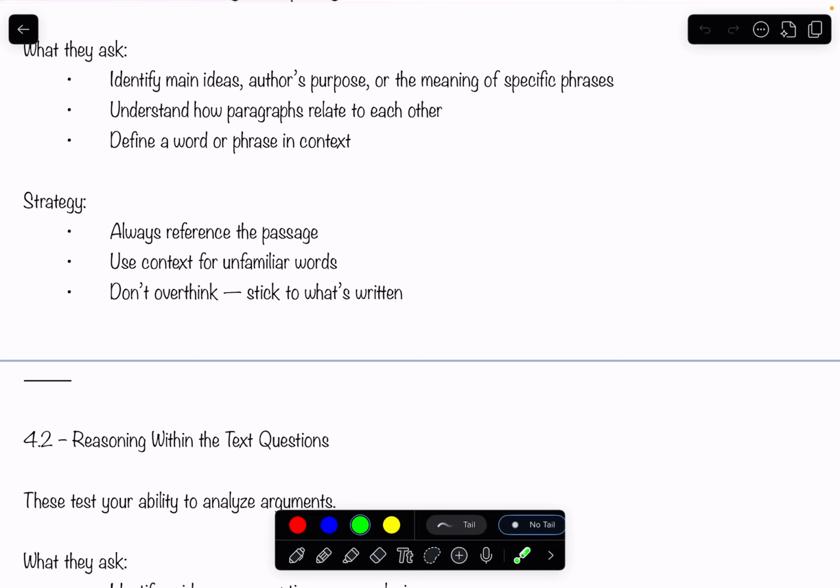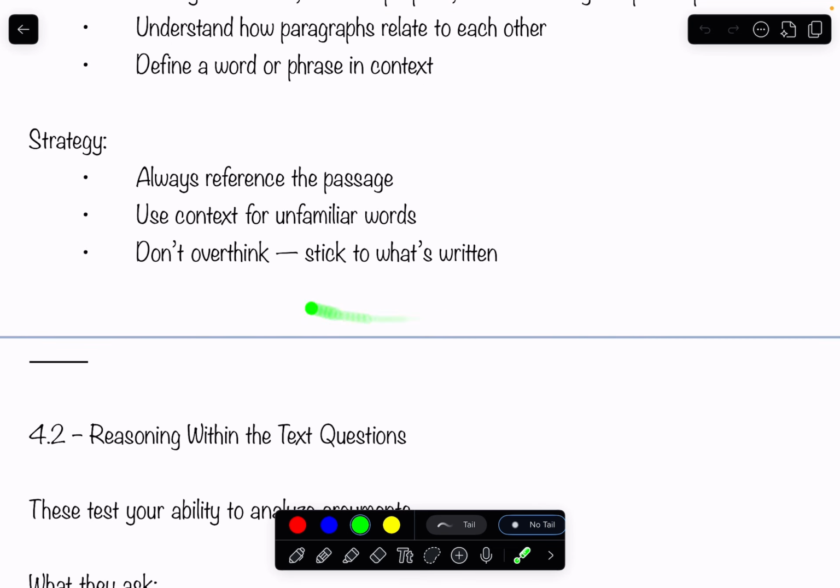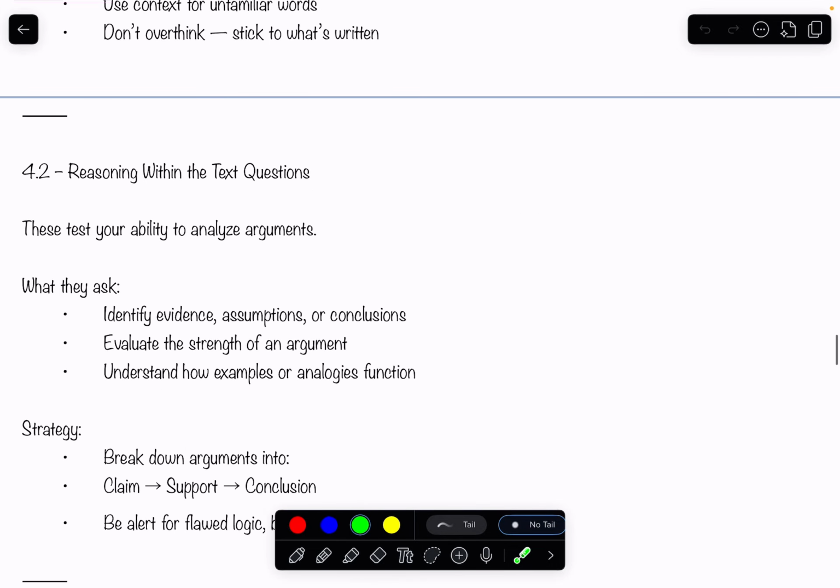Some strategies: always reference the passage. Never do something that you think is right because you think it's right. If you think it's right and it's not in the passage, you're wrong. Another thing you can do is use context for unfamiliar words. A lot of times you will see unfamiliar words, and don't get stressed or scared. AAMC does that on purpose. A lot of times the unfamiliar words will actually be defined in the passage somewhere. And remember, don't overthink. Stick to what's written.